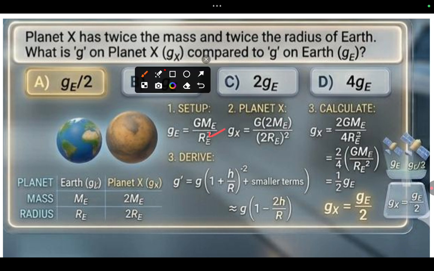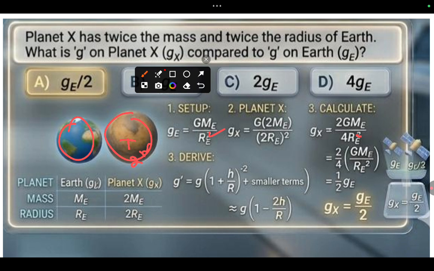g on planet X: the planet X has twice the mass, so the mass is double. This is the mass of Earth, this is planet X, which is double the mass. So g of 2Me, double of the Earth mass, and the radius is also twice, so that is 2Re square. Now simplify, then 2GMe by 4Re square. What is 2 by 4, take it out, then GMe by Re square.